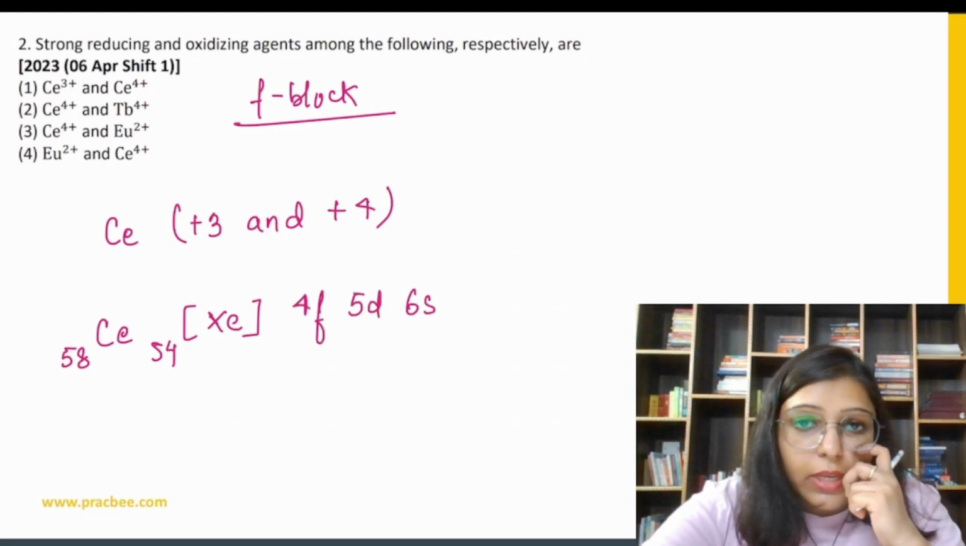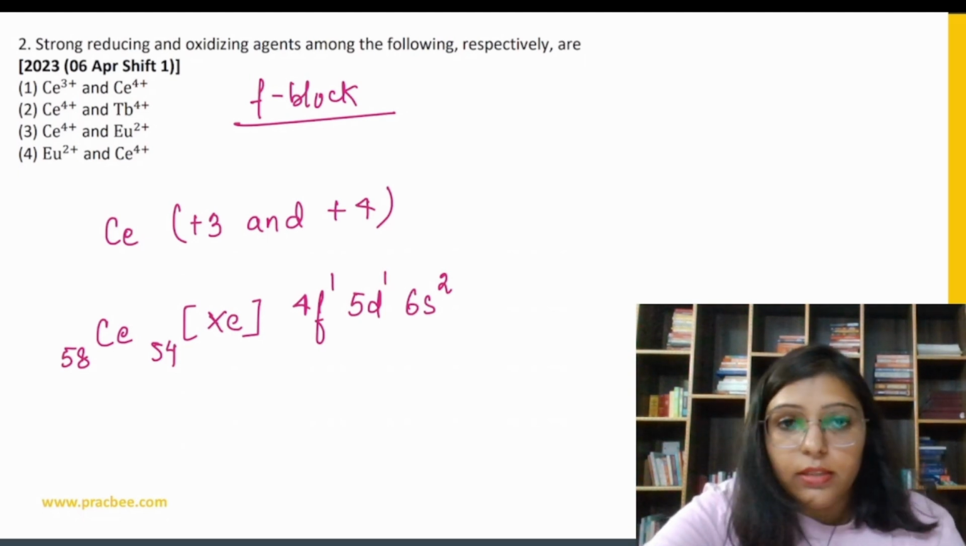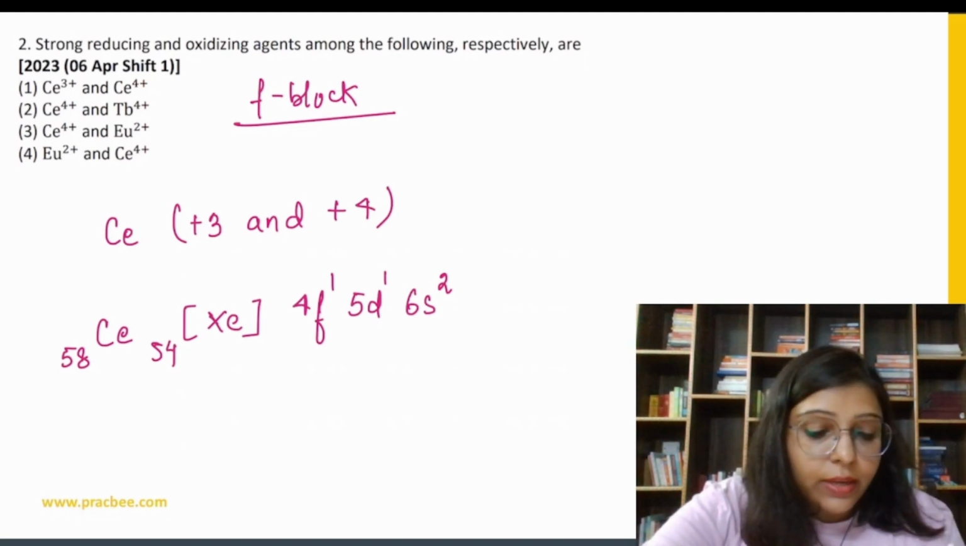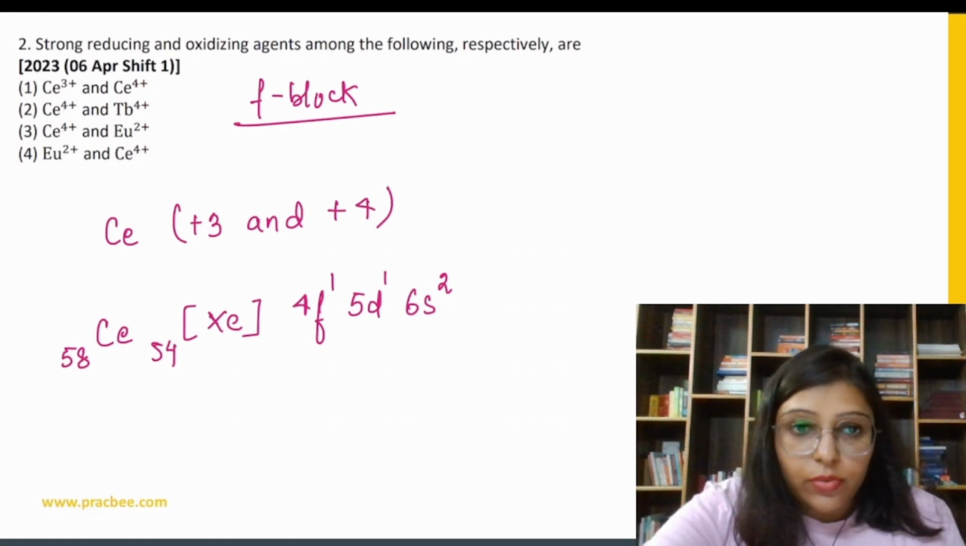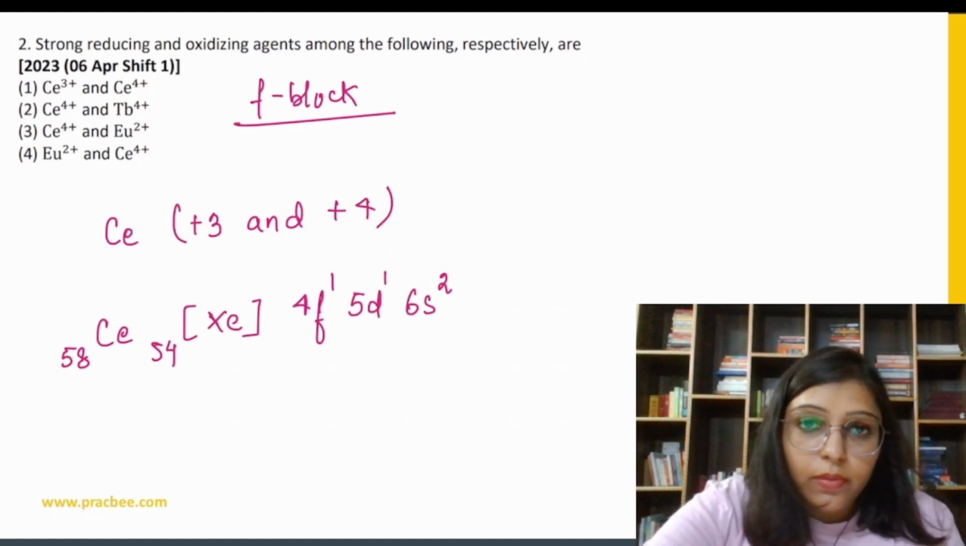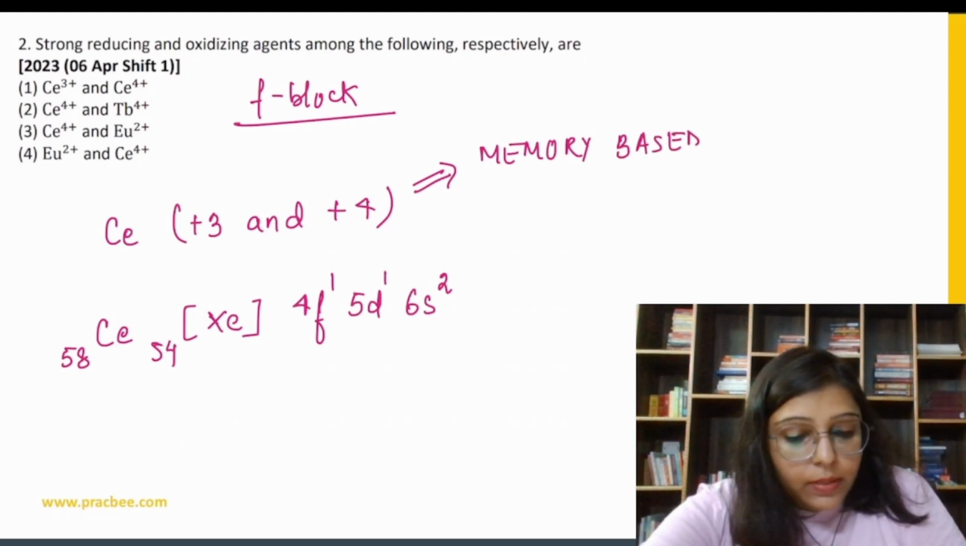So when we write down the electrons, the first electron goes to 6s2, then it goes to this, and then this. So here the total valence electrons are 4. So the oxidation number can be +4 and +3. This is all memory based. This is part of the F block, memory based.